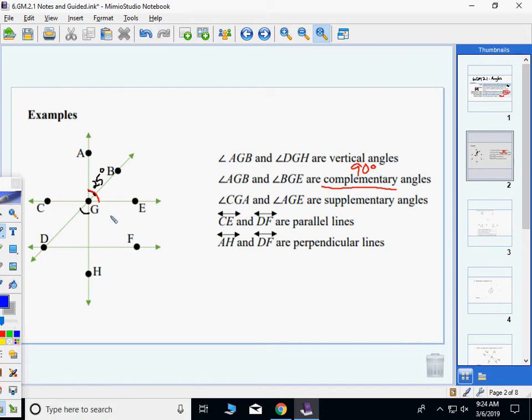CGA and AGE, so basically this one plus this one, they make 180 degrees. So 180 degrees is a straight line. Do you guys see how it makes that straight line together? Yes. Okay. So supplementary make 180 degrees. They're a straight line.